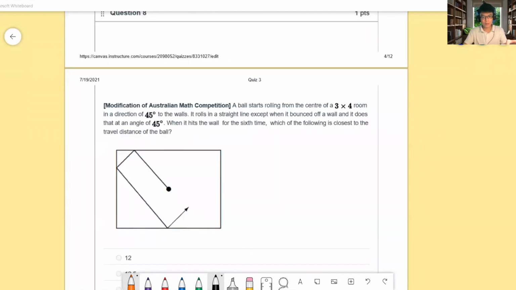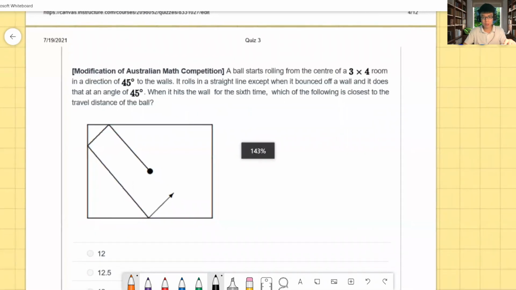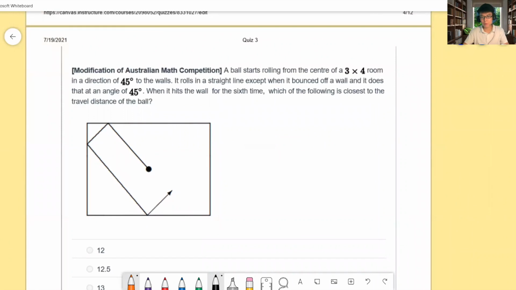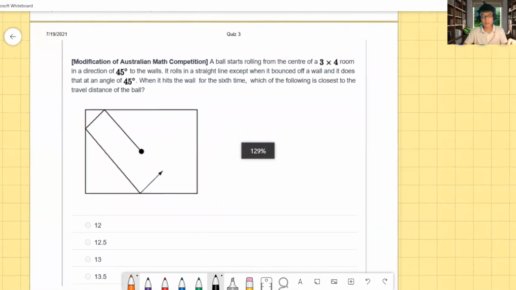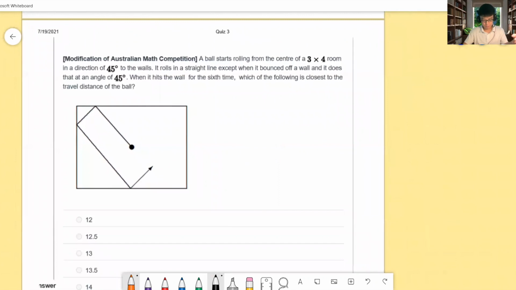Question 8. A ball starts rolling from the center of a 3x4 room in direction 45 degrees to the walls. It rolls in a straight line except when it bounces off a wall, and it does that at an angle of 45 degrees, reflected. When it hits the wall for the 6th time, which of the following is closest to the travel distance of the ball? So let's calculate the total distance when it hits the wall the 6th time.